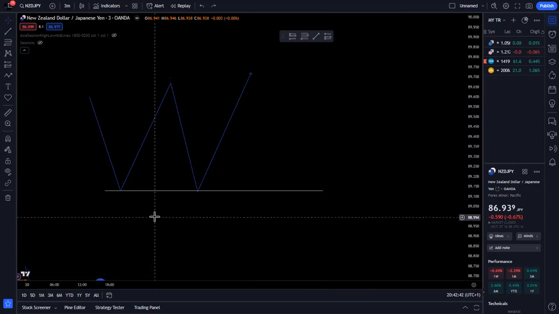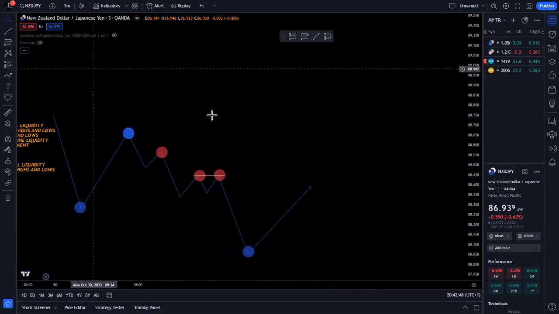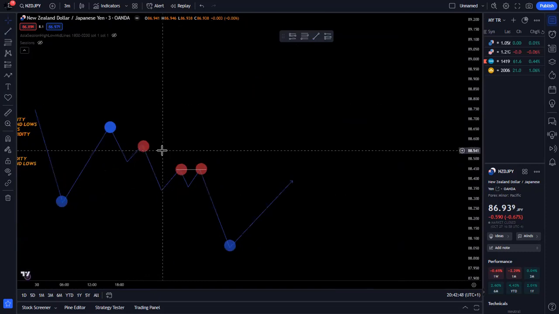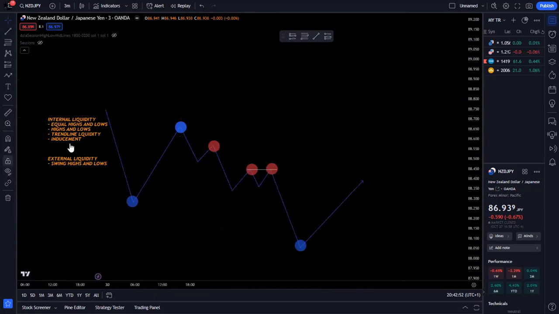So when we talk about equal highs and lows, you must understand that the highs and lows need to be at an equal price level. And that is an example of an internal liquidity. So basically now you must also understand that this internal liquidity, they get to form.